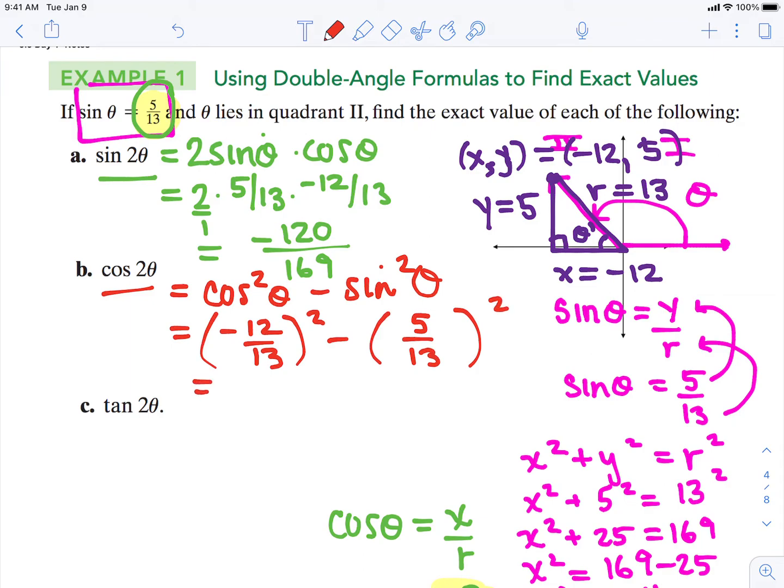All right, so negative 12 times negative 12 is 144. 13 times 13 is 169. So we're simplifying that first fraction. Go to the second fraction. 5 times 5 is 25. 13 times 13 is 169. Now this should be 144, excuse me, 144. So now we go ahead and subtract those fractions. They're alike, so when we subtract them, we take the numerator and subtract over the denominator. So there's the exact value for the cosine of 2 theta.